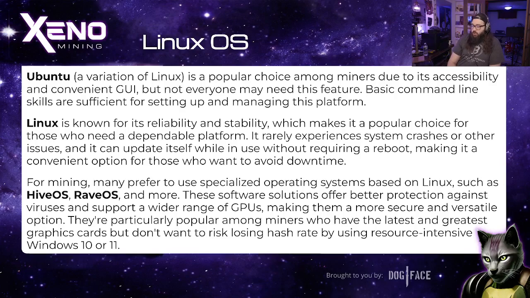Linux, though, is known for its reliability and stability, which makes it a popular choice for those who need a dependable platform. It rarely experiences system crashes or other issues, and it can update itself while in use without requiring a reboot, making it a convenient option for those who want to avoid downtime. And for mining, many prefer to use specialized operating systems based on Linux, such as Hive OS, which is an Ubuntu alternative, and Rave OS, which is its own complete build on Linux. These software solutions offer better protection against viruses and support a wider range of GPUs, making them more secure and versatile.